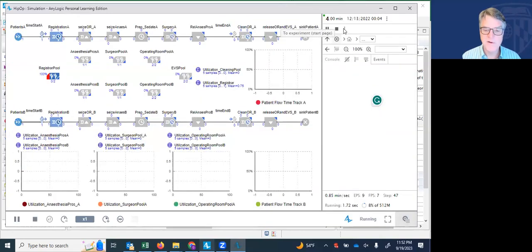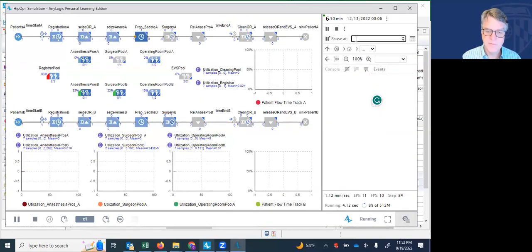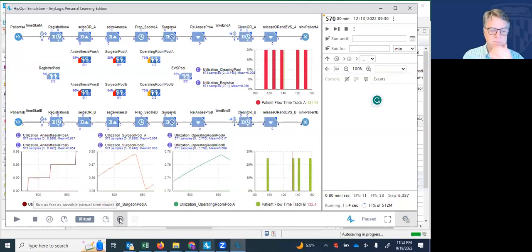Okay, let's set our limit at 570. Here's in red, and we're going to hit go. Okay, so it turns out that I only got 4 surgeries in track B. I was hoping to see 5, and I only got 5 in track A. I was hoping to see 6.